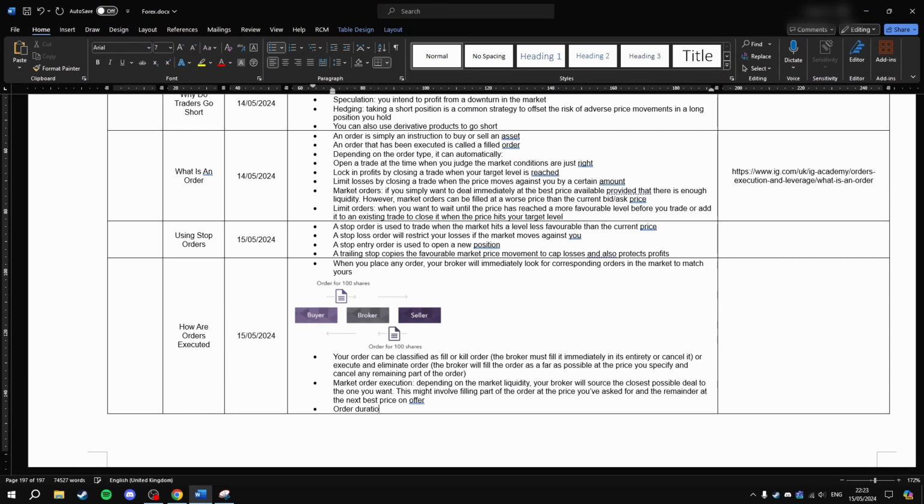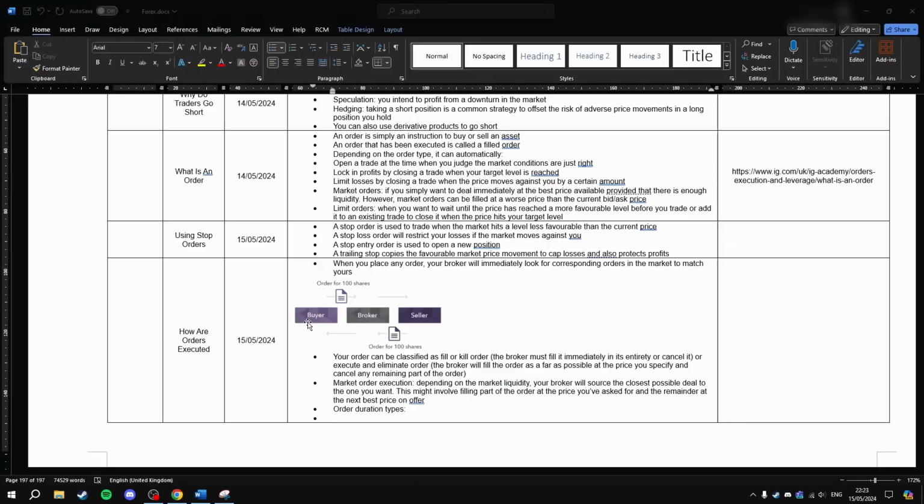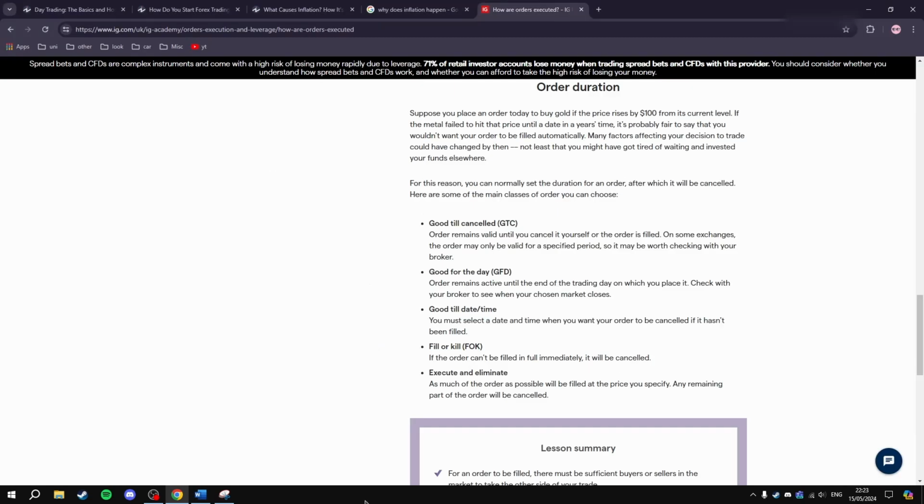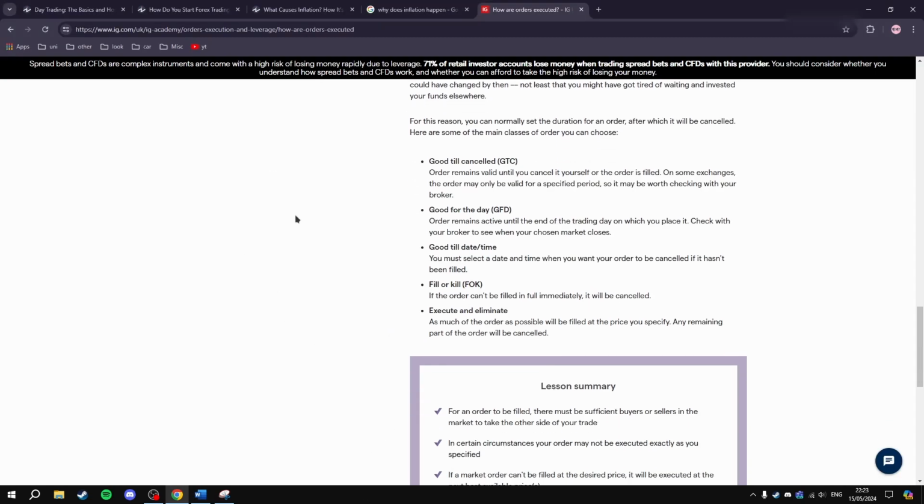Order duration. Types. Good till cancelled. Order remains valid until you cancel it yourself, or the order is filled. On some exchanges, the order may only be valid for a specified period, so it may be worth checking with your broker.